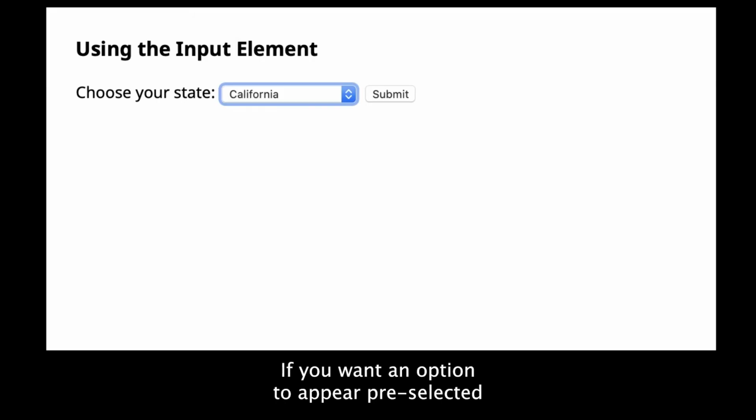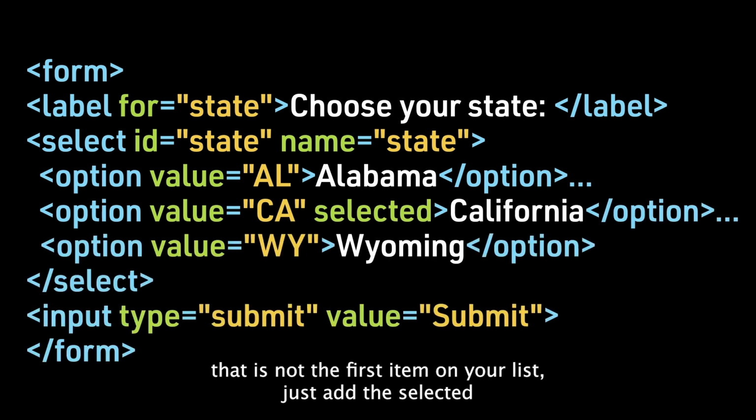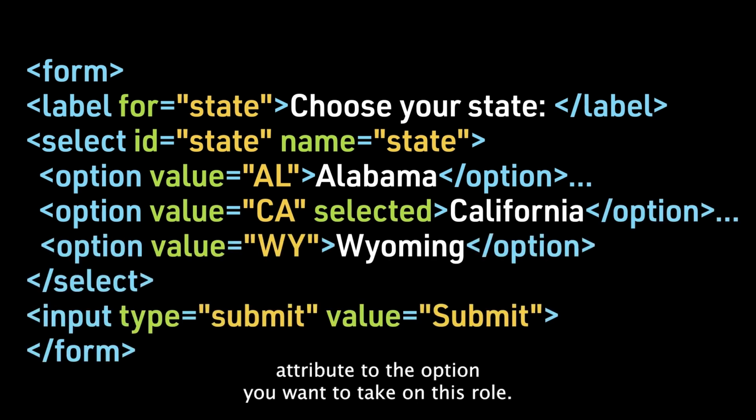If you want an option to appear pre-selected, that is not the first item on your list, just add the selected attribute to the option you want to take on this role.